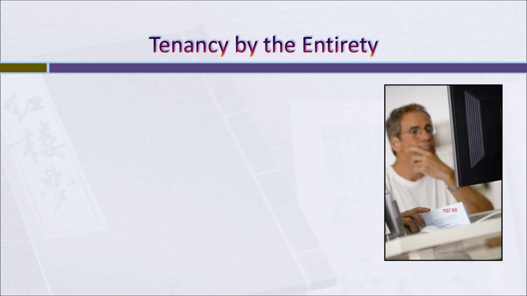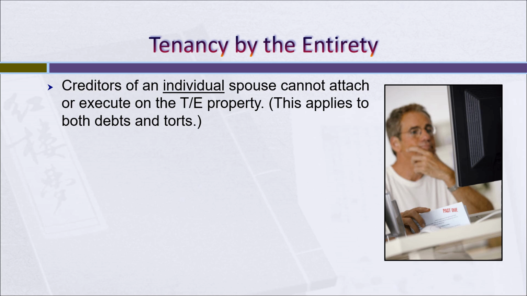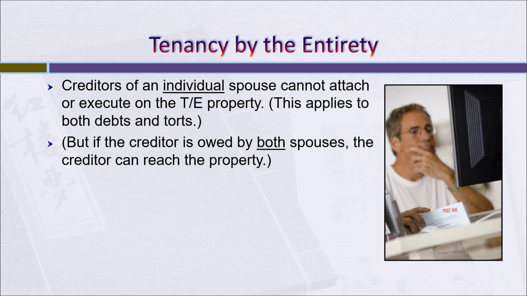Now, tenancy by the entirety has a feature that isn't shared with any other form of co-tenancy, and that is that it's immune from the claims of the creditors of an individual spouse. What that means is the creditors of an individual spouse cannot attach the property, they cannot execute on it, they cannot have it sold to satisfy that individual spouse's obligations. And this applies whether the obligation is a debt or a tort. Either way, the property simply can't be reached. If the creditor is owed by both spouses, then the creditor can reach the property and have it sold. So if you have a case in which there is a debt owed, you've got to look carefully to see if it's a debt of both spouses or only one. In a tenancy by the entirety state, if only one owes the debt, then the property is simply immune.